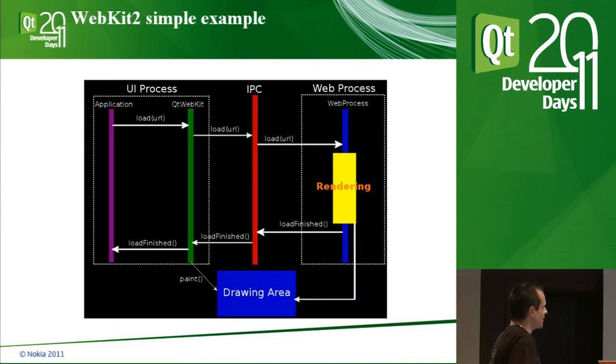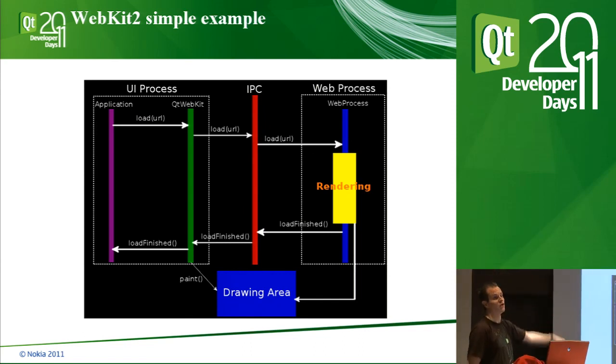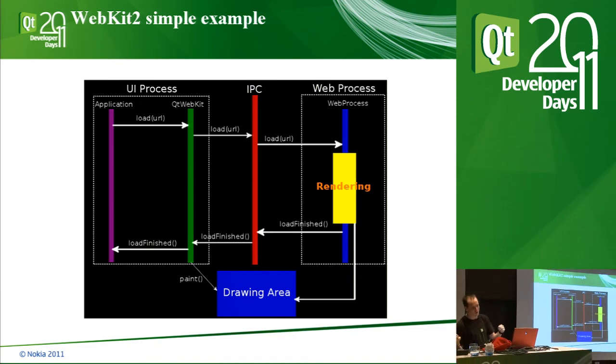So I made a very, very simple example of how this happens. For instance, in your application, if you ask, okay, could you please load google.com, it's going to talk to the Qt WebKit 2 layer, which will then send a message to the IPC bus that says, I'd like to load this URL. Then the IPC will forward it to the web process.